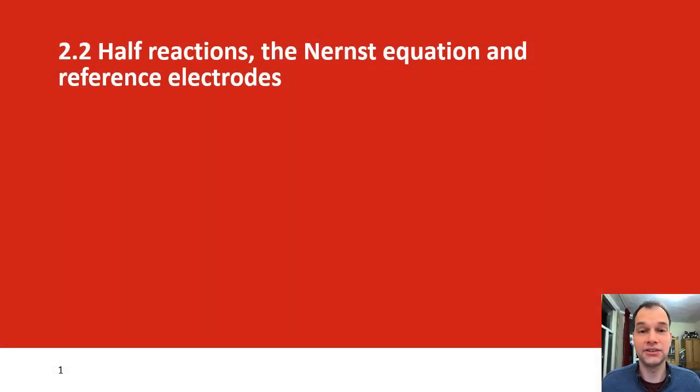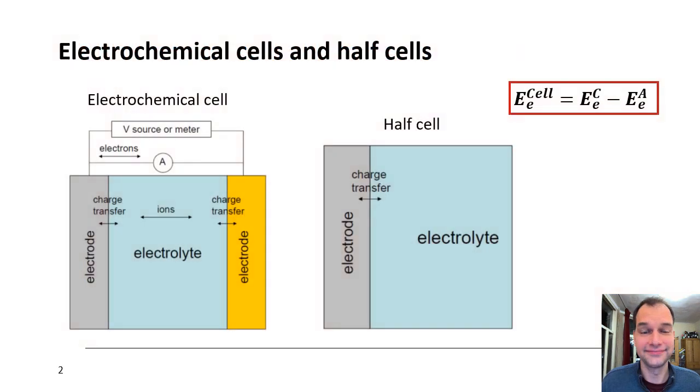Welcome to the second screencast on electrochemical thermodynamics, in which we will discuss half reactions, the Nernst equation, and reference electrodes. In the previous module, we discussed how the equilibrium cell potential depends on the Gibbs free energy. Now, a cell consists of an anode and a cathode.